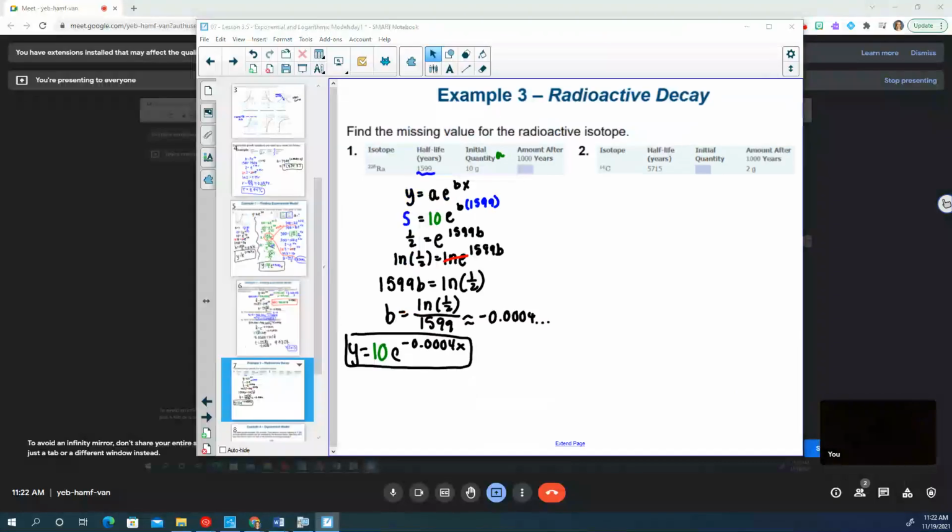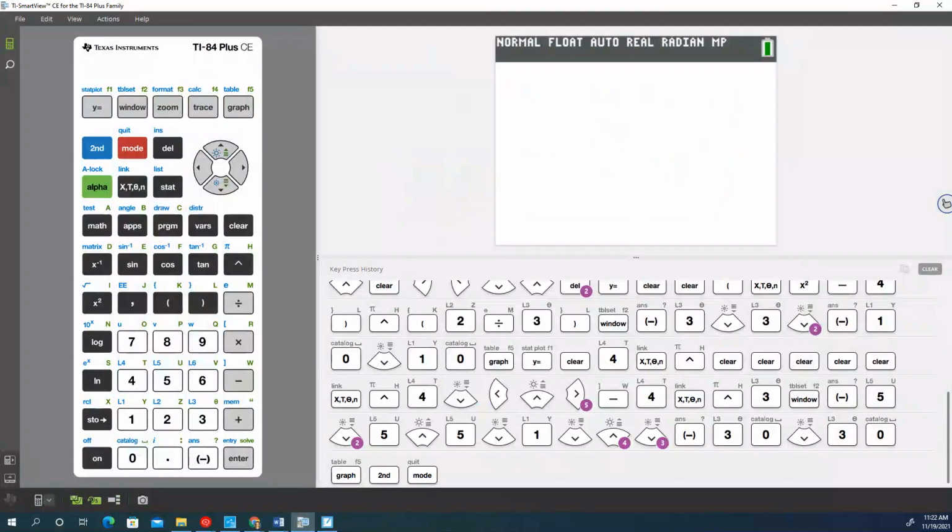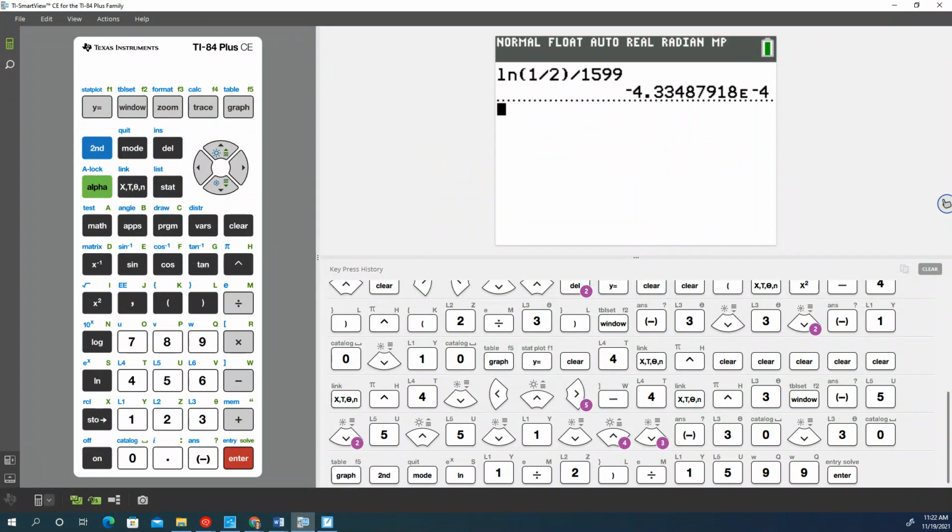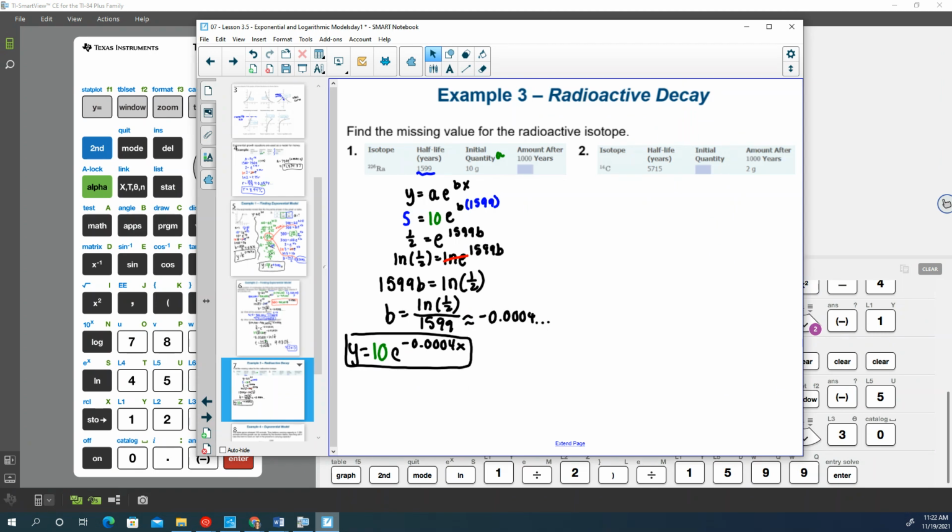Keep that exact value in your calculator because we're gonna need it. I have my graph pulled up so I can do it quick. So here's what he's talking about. That's just scientific notation, so you move the decimal forward to the left. That's negative 0.0004. Keep that exact because we're gonna use it to answer this question. How would I use my model here to find the amount after 1,000 years? Where would I plug that 1,000 into? X. Good. Yep.